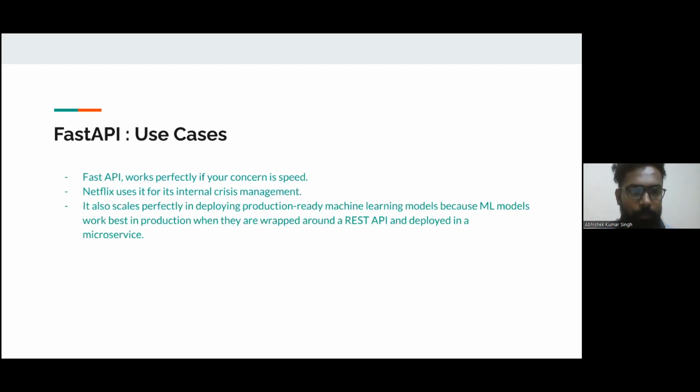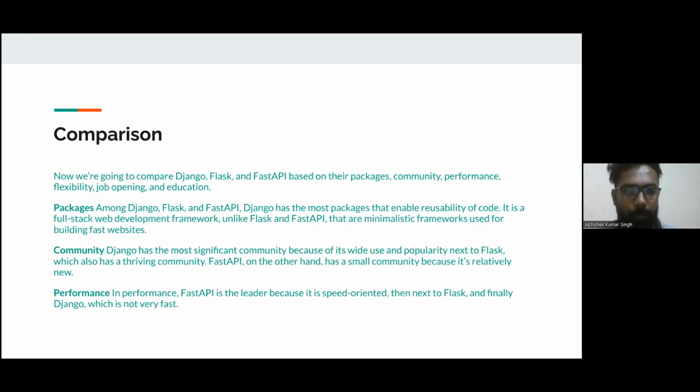And these are the use cases of FastAPI. FastAPI works perfectly if your concern is speed; Netflix uses it for internal crisis management. It also scales perfectly in developing production-ready machine learning models, because ML models work best in production when they are wrapped beyond JavaScript and deployed in microservices.